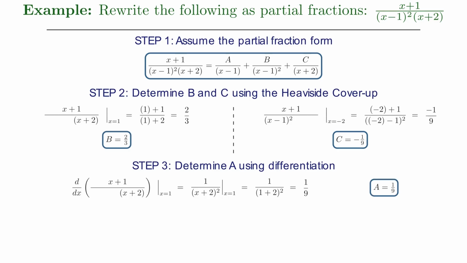So having found A, B and C, I can substitute these back into my assumed partial fraction form. This gives me (x + 1) over (x - 1)^2 (x + 2) is equal to 1/9 over (x - 1) plus 2/3 over (x - 1)^2 minus 1/9 over (x + 2).